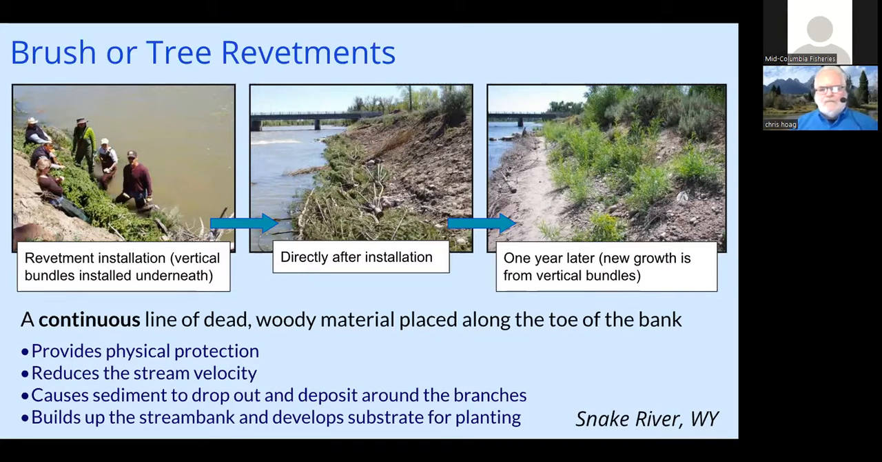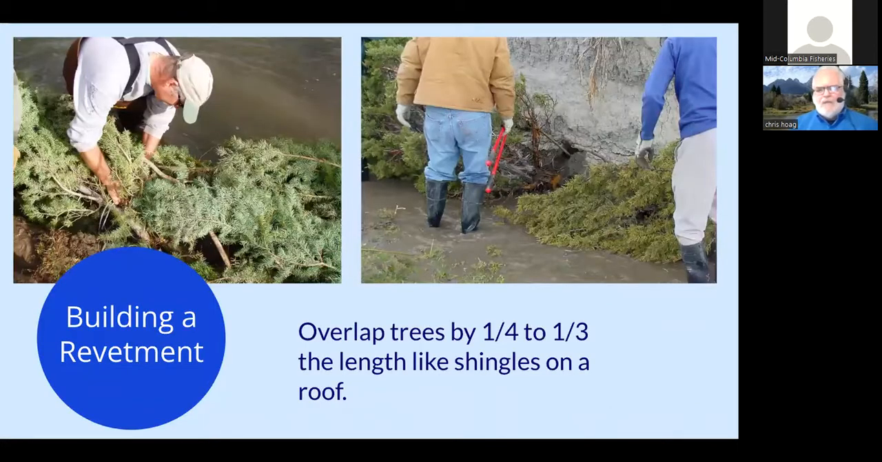So when you build this, you're going to start at the downstream end. It's very similar to putting shingles on a roof, where you always want to have the top overlapping it, and that will give you a way for the water to go off the bank versus going in between the trees. The branches are loose. You want those just kind of flopping out there. Again, that's the way that you reduce that velocity and allow sedimentation to occur. You're going to tie the main stem to main stem, overlapping by a quarter to a third of the tree, just like shingles.